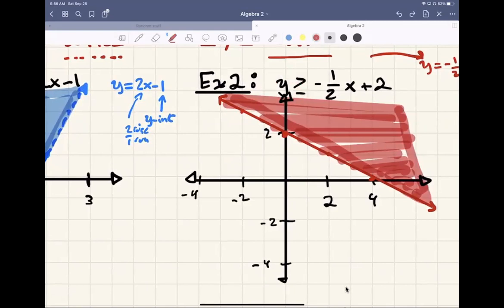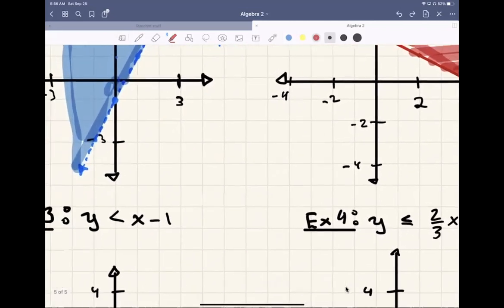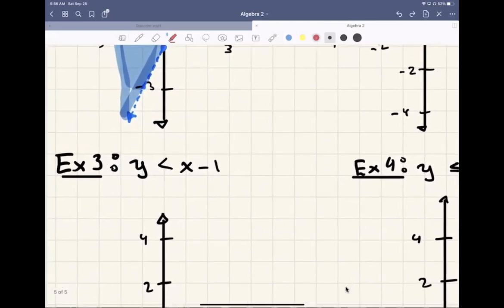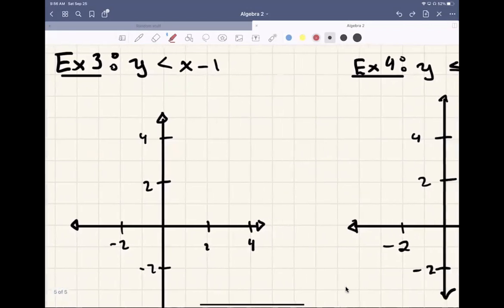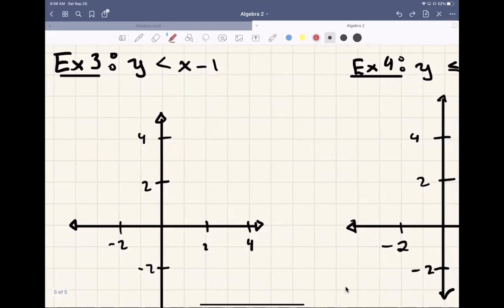Now let's go ahead and draw another one. Now we're gonna look at what happens when we have less than, when it's eating the expression rather than the y variable, right? So once again, we're gonna graph it as if we have y equals x minus 1. So we're gonna have a y-intercept at -1, and we're gonna go up 1 over 1, up 1 over 1, just like that, down 1 over 1.